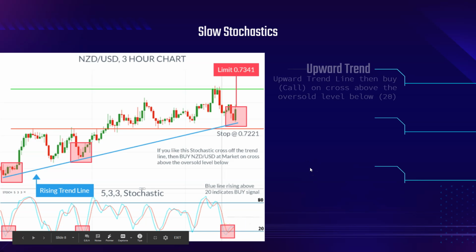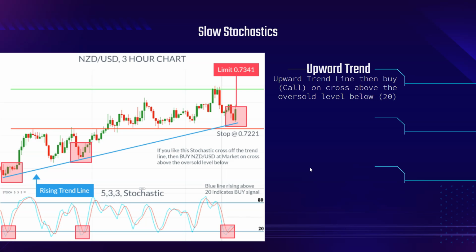So let's look. Upward trend. An upward trend line, then buy call. That's when you're going to get a call on a cross above the oversold level below 20. So when the lines cross right here, the blue line and the red line, as you can see on the bottom, when they cross on the bottom, that means it's going to go up.